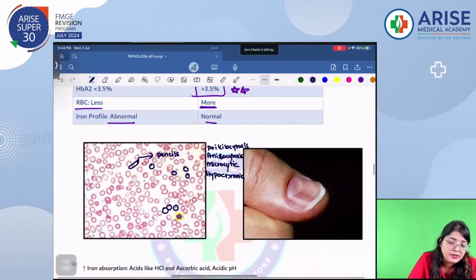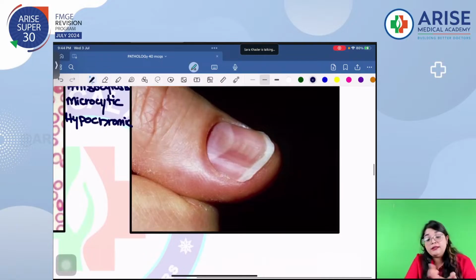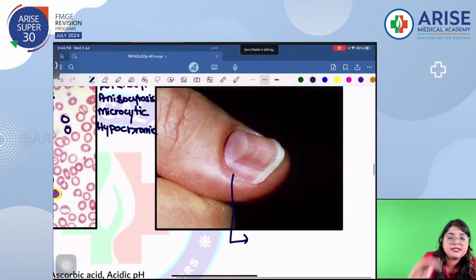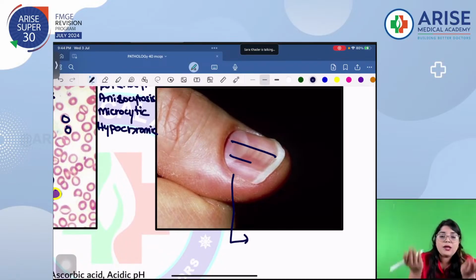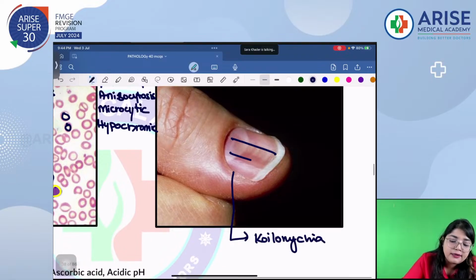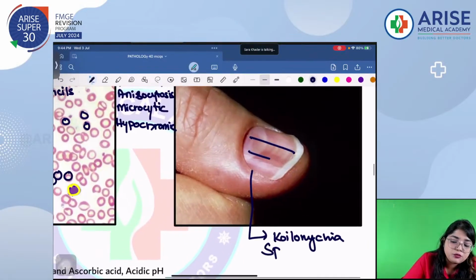Again, in iron deficiency anemia, you see these very characteristic nails where the center is pushed down while the edges are elevated. This is known as koilonychia, which is also known as spoon-shaped nails. One time in the exam only this image was given.